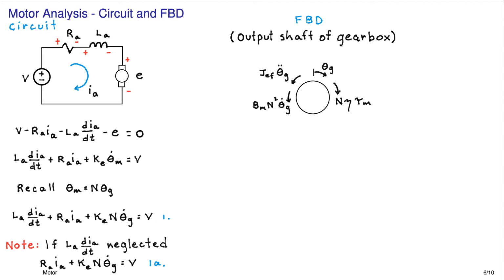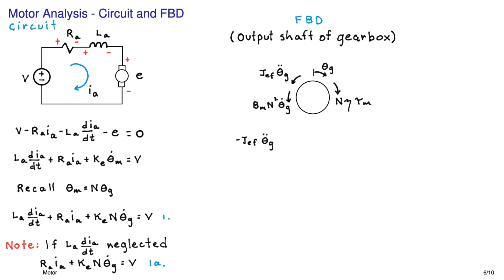Now I can't stress enough this term right here and its importance and its meaning. I've shown it here as an applied torque to this free body diagram, but where it's coming from is that torque that's applied to the armature and going all the way through the gearbox and ending up as a torque being applied to that shaft of the gearbox. So it's not as if it's an external torque being applied to the output shaft of the gearbox. It's coming from the motor from the other side.